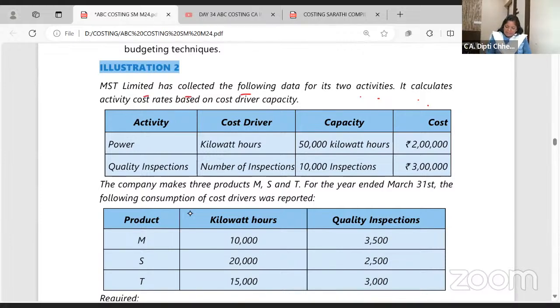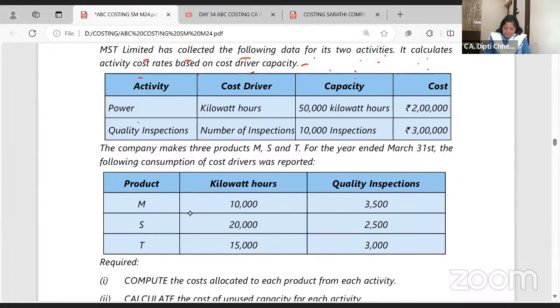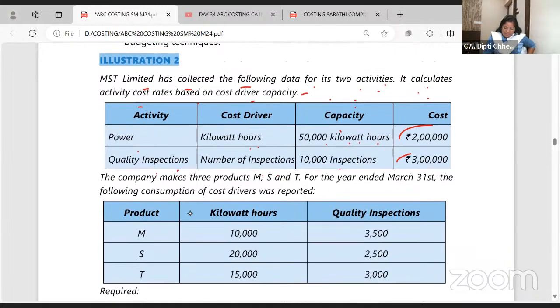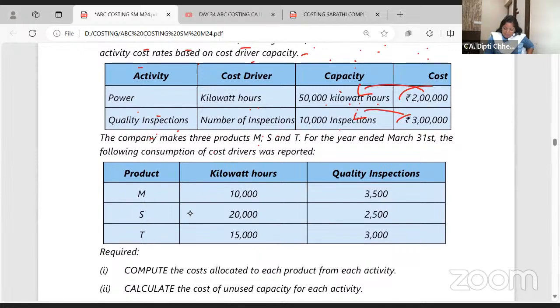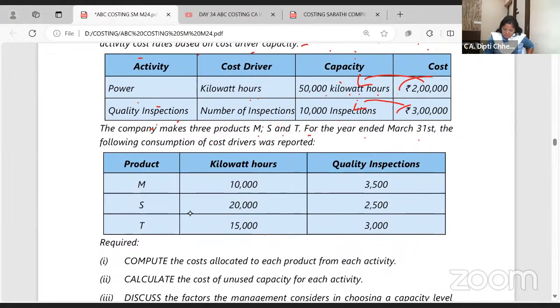Chalo. MST Limited has collected, it calculates. I'm solving it in writing. So pay attention. Power, kilowatt hours, 50,000 kilowatt hours, 2 lakhs. Quality inspections, number of inspections, 10,000, 3 lakh. Okay. So they have already given you the cost drivers: power cost divided by kilowatt, inspection cost divided by number of inspections. Now the company makes 3 products. So these are kilowatt, these. Compute the cost allocated to each activity M, S and T.